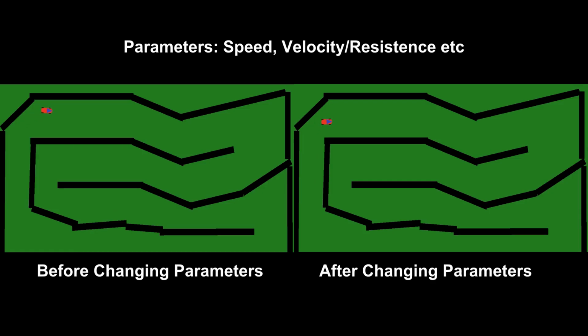Now that the environment for the AI, or the game as you can call it, has been created, the only thing left is to just tweak the parameters, such as the speed or velocity slash resistance. I meant the linear velocity or angular velocity, which is just the deceleration rate of our car.